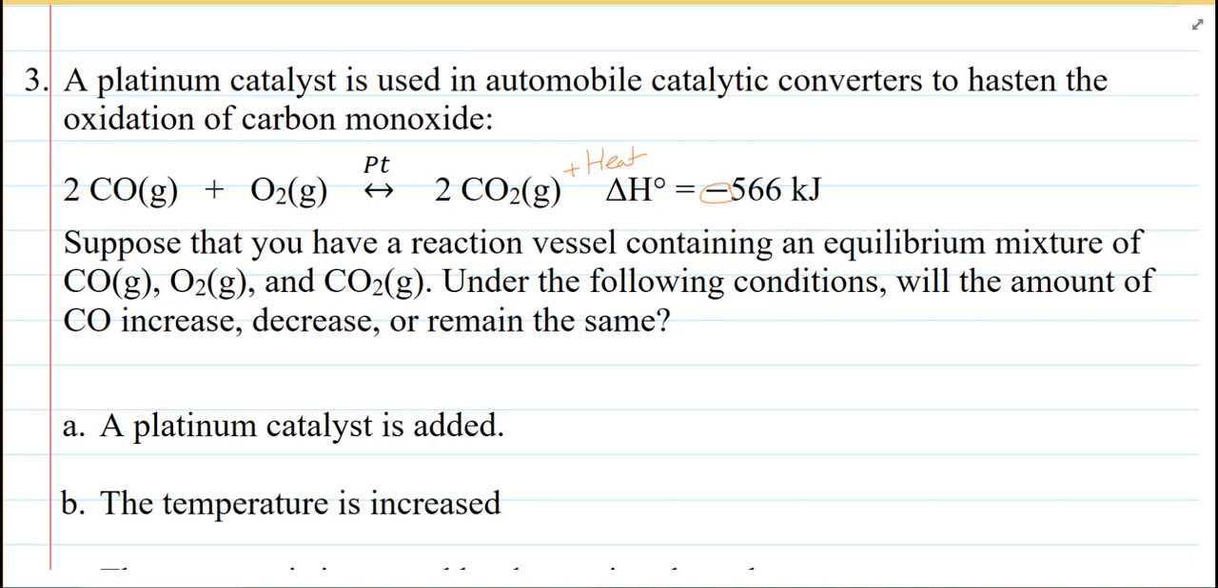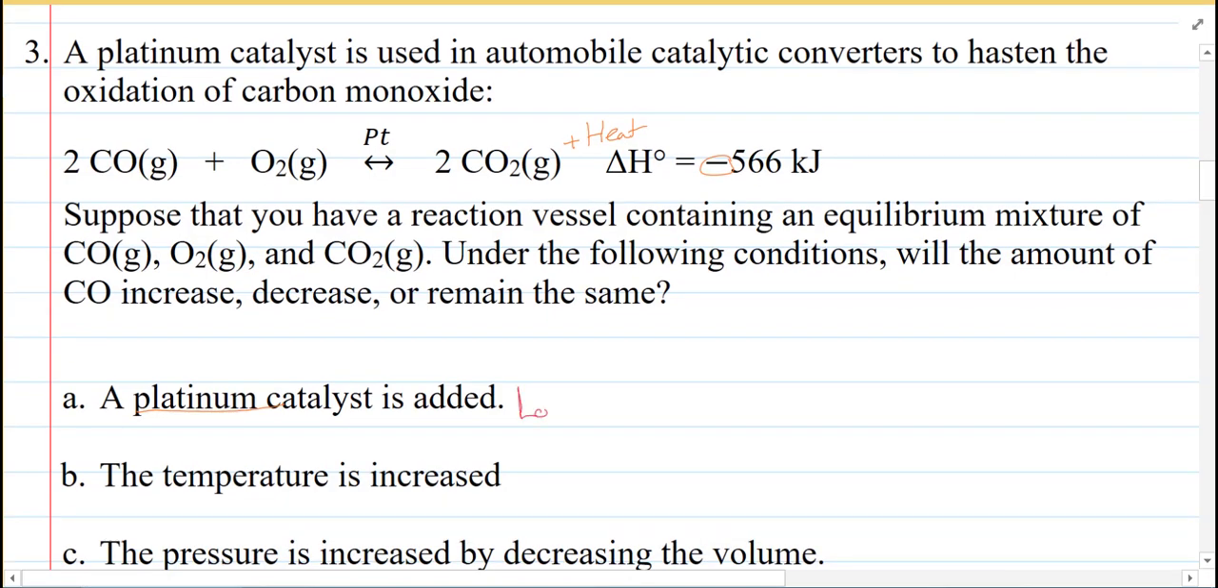Well, what does a catalyst do? A catalyst speeds up a reaction by lowering the activation energy. Right? All the platinum catalyst does is lower EA. That means there's no change. So it speeds up the reaction in the forward direction and the reverse direction, but it does not actually change the concentrations at equilibrium, which is probably a good thing.